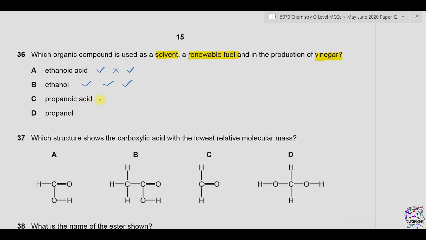C is propanoic acid. It can be used as a solvent, not as a fuel, and not in the formation of vinegar. D is propanol. Propanol is an alcohol. It can be used as a solvent and as a fuel, but not in the formation of vinegar. So the correct option is B.